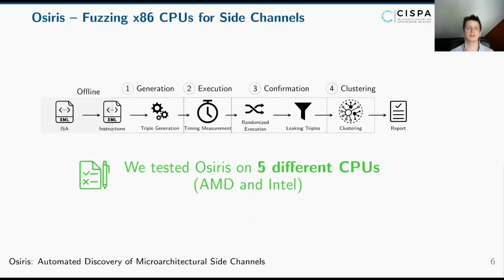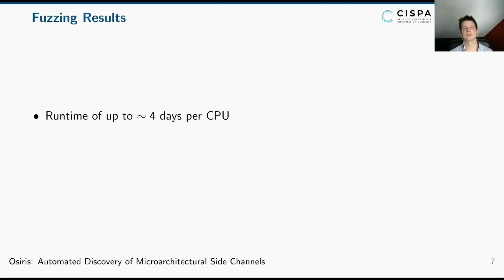And we actually tested our tool on 5 different CPUs consisting of AMD and Intel CPUs. And the first thing that we observed was that our runtime was up to 4 days per system, or more precisely per CPU. And the number of clusters that we observed per CPU was less than 30. So we think it's quite fair to say that less than 30 clusters is a number that you can manually investigate further. And the very interesting question now is, what did we find when taking a look at these clusters?